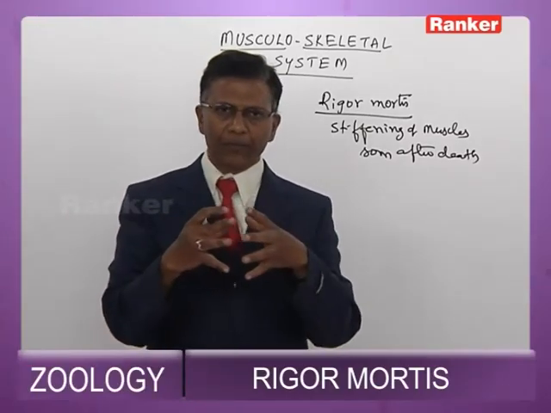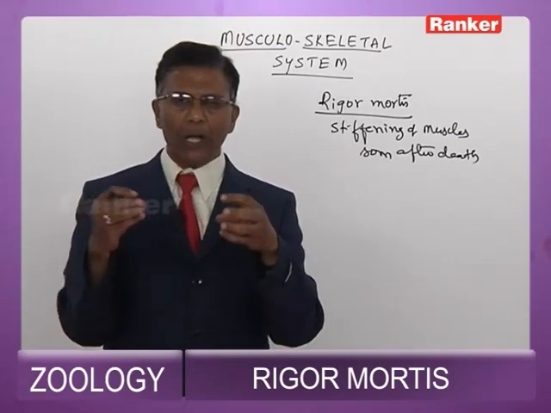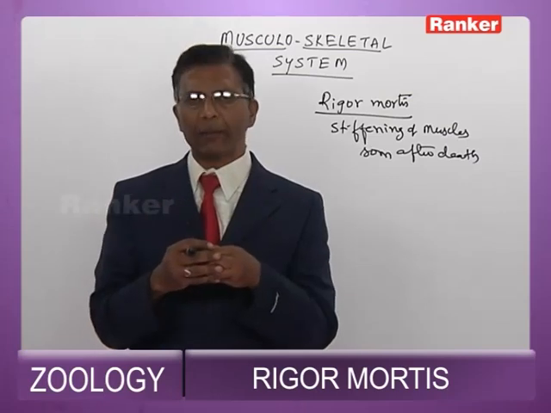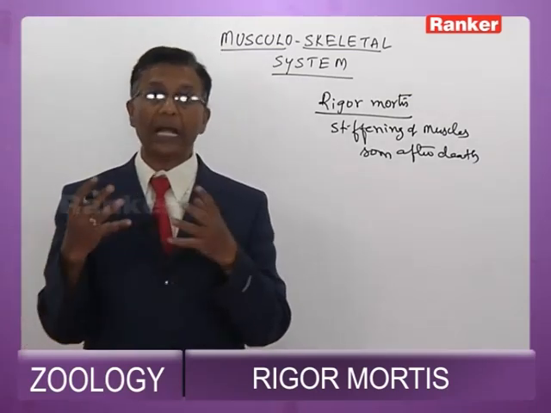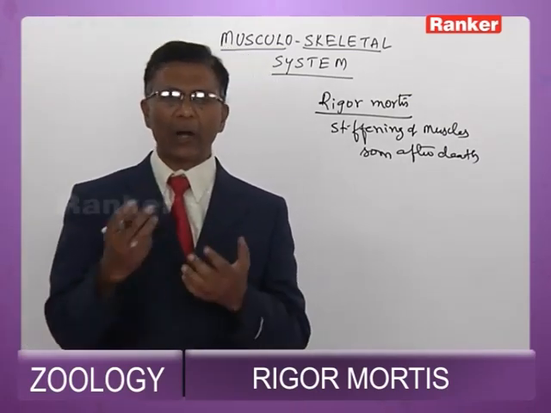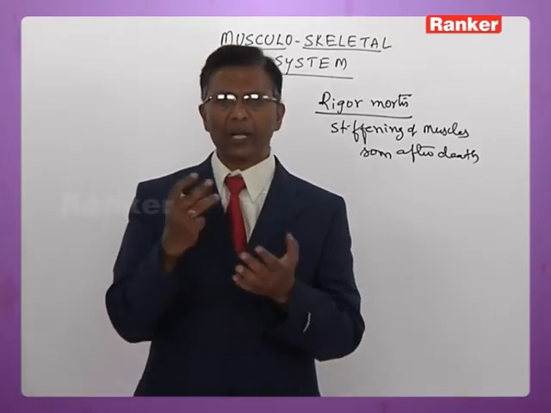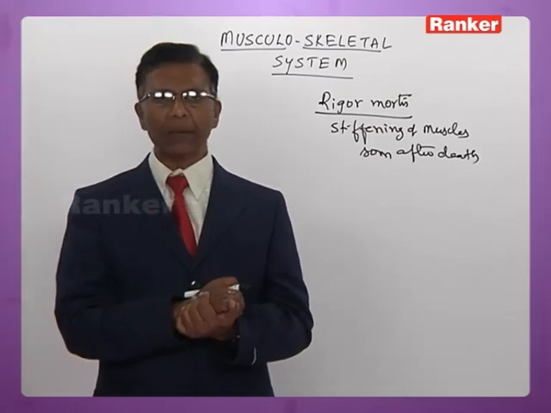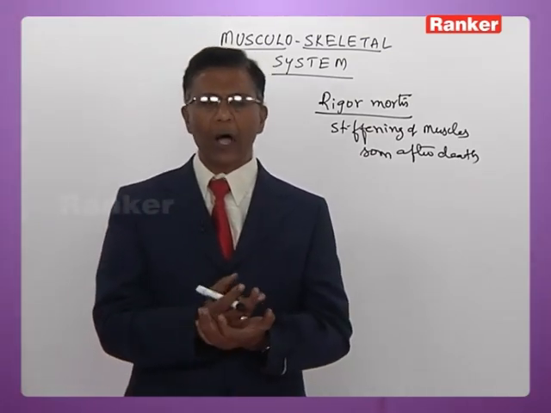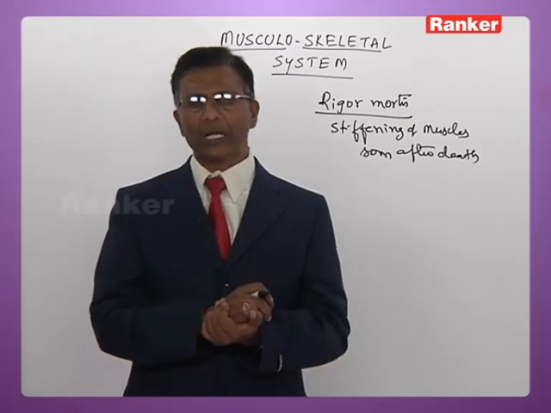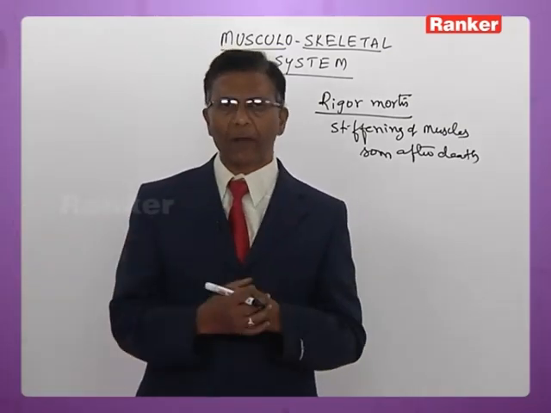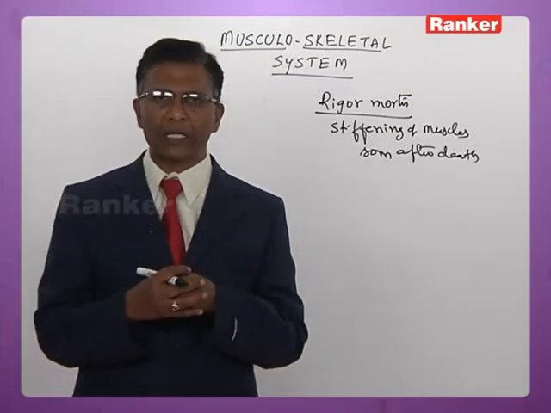When the person is about to die, all the cross bridges of the myosin heads will be interacted with the actin filaments. For the detachment of that, ATP is required, or hydrolysis of ATP is required. Hydrolysis of ATP takes place only in the presence of an enzyme called ATPase. When the person is about to die, all the enzymes get denatured. Consequently, the myosin heads cannot withdraw themselves from the actin filaments. They remain attached to the actin filaments.